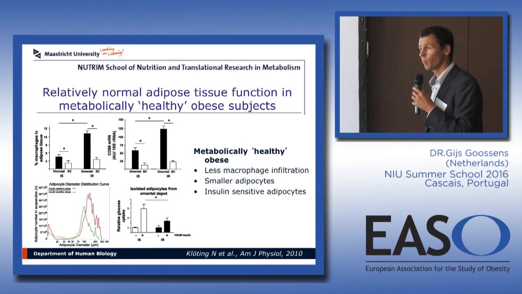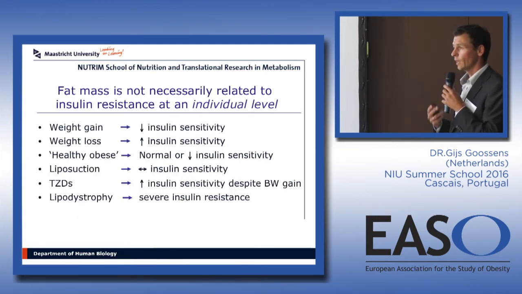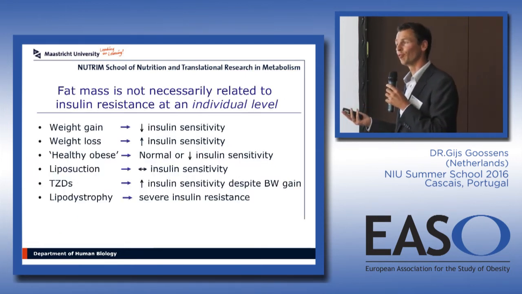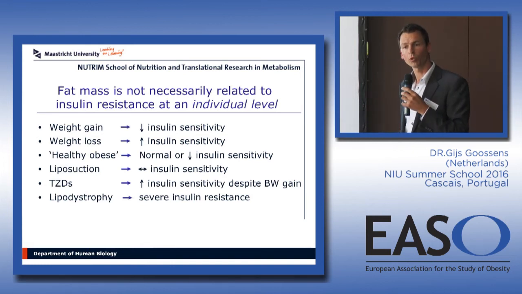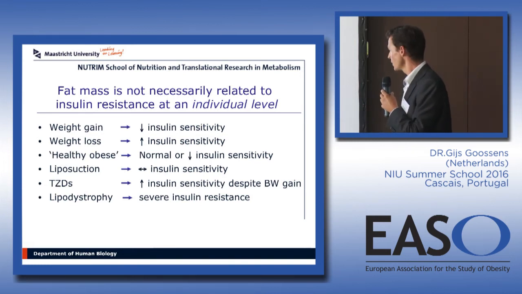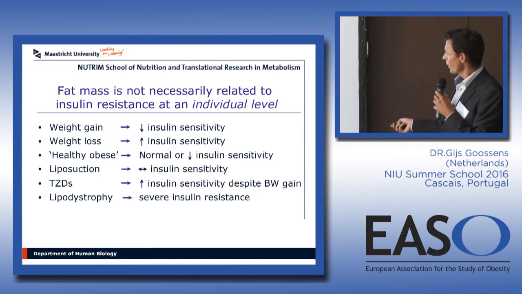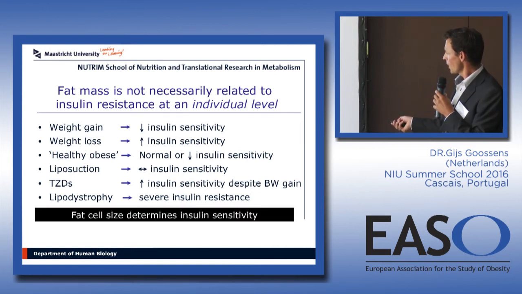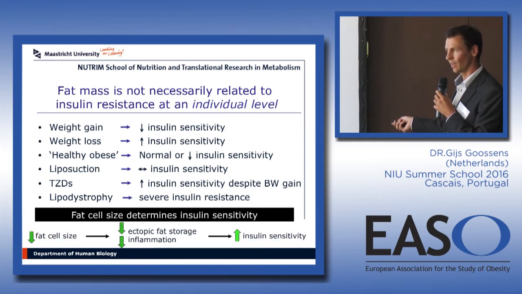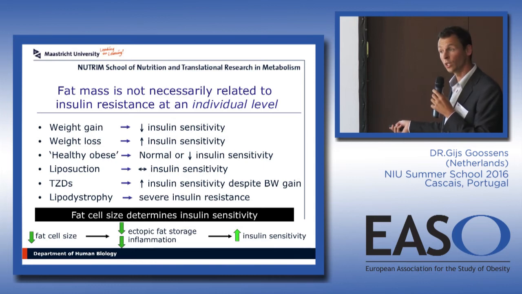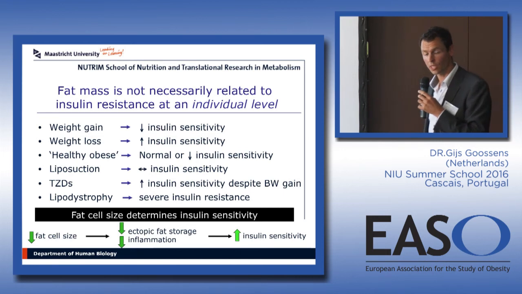So I promised I would come back to this slide, and I hope I've at least partly convinced you that fat cell size is an important determinant of metabolic health and insulin sensitivity. So when you have a reduction in fat cell size, it leads to less storage of fat in non-adipose tissue, so less ectopic fat storage. And it might also contribute to a reduction in inflammatory cytokines, together contributing to improved insulin sensitivity.